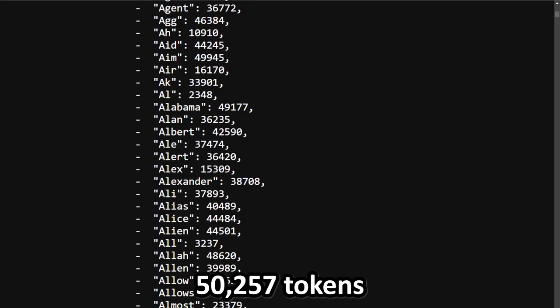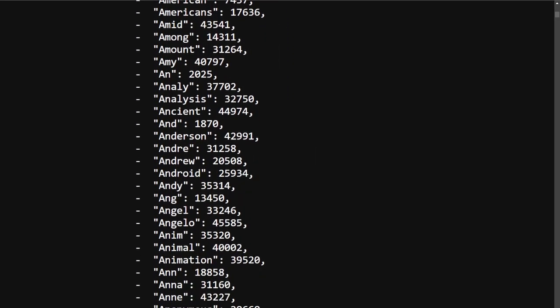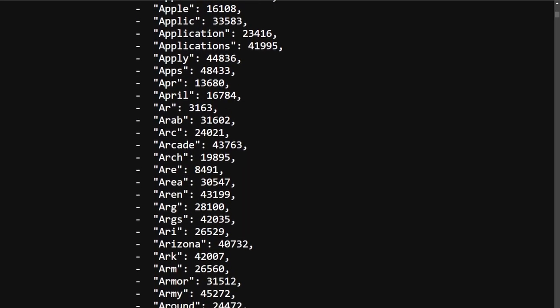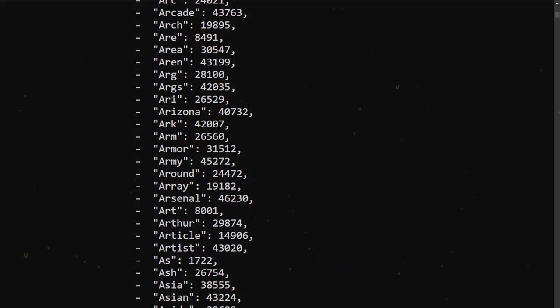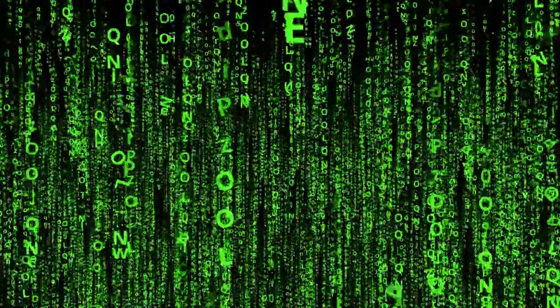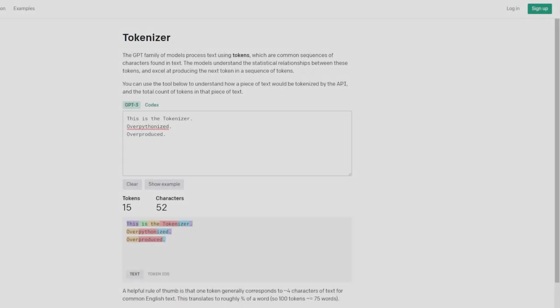With 50,257 distinct tokens in its vocabulary, ChatGPT is able to process and understand a wide range of language and text, from formal writing to informal chat. The process of creating these tokens, however, comes before the training of the full GPT model, which relies on these tokens to be trained. OpenAI has developed a tool called the Tokenizer, which helps us take a closer look at what's going on under the hood of ChatGPT.